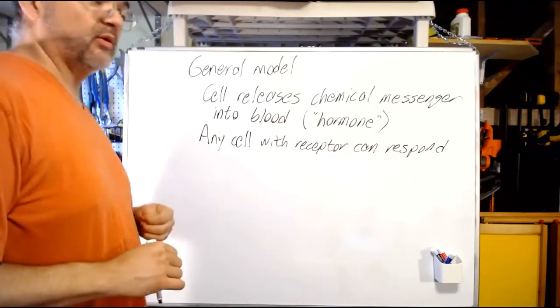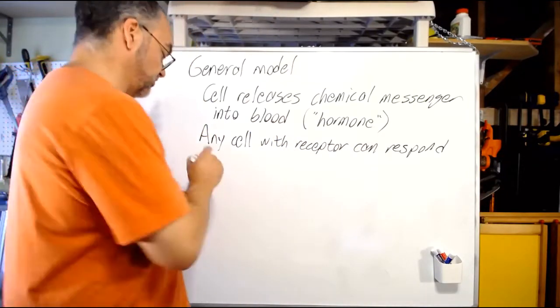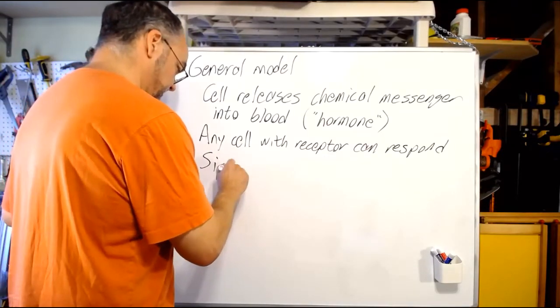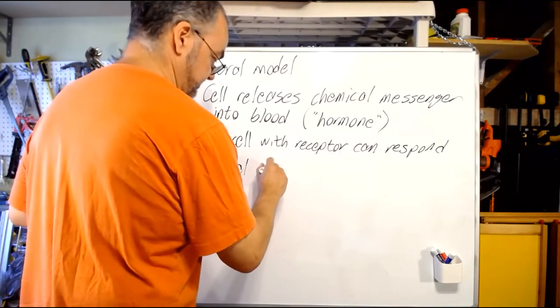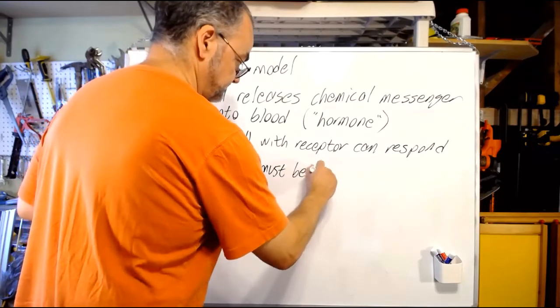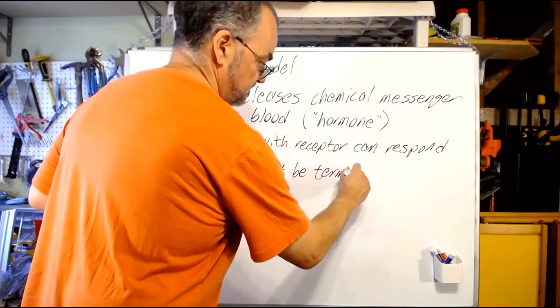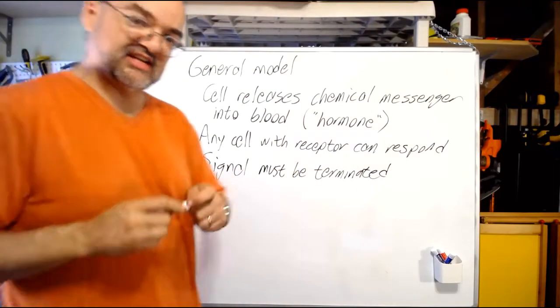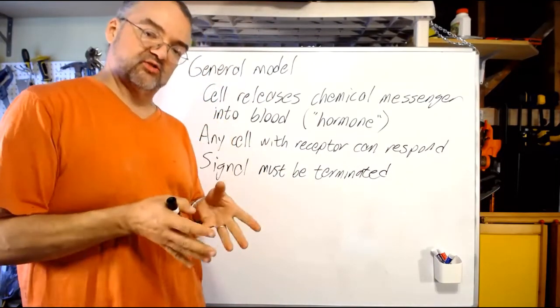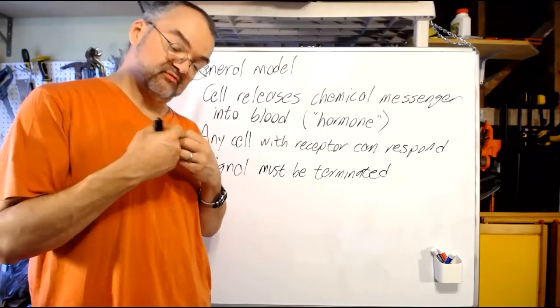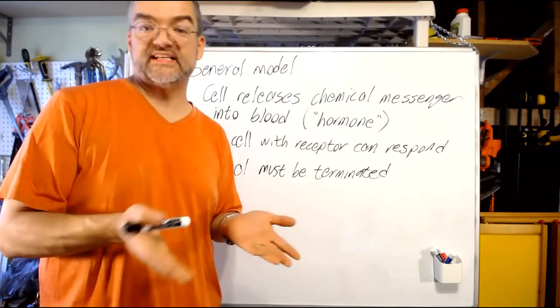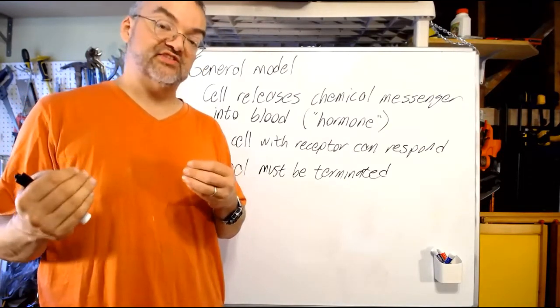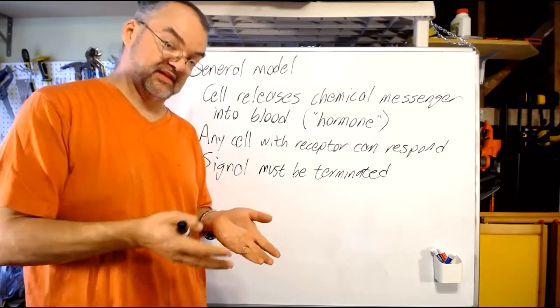So any cell with the receptor can respond, and then that signal has to be terminated. Kind of like when we talked about at a synapse in the nervous system, we release a neurotransmitter into the synapse, and then that neurotransmitter has to be removed or deactivated in some way so the message can end, so we can then send another message.